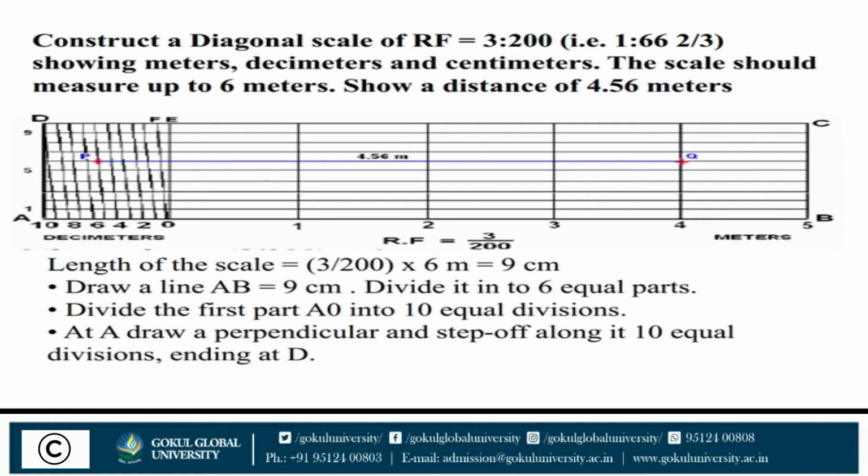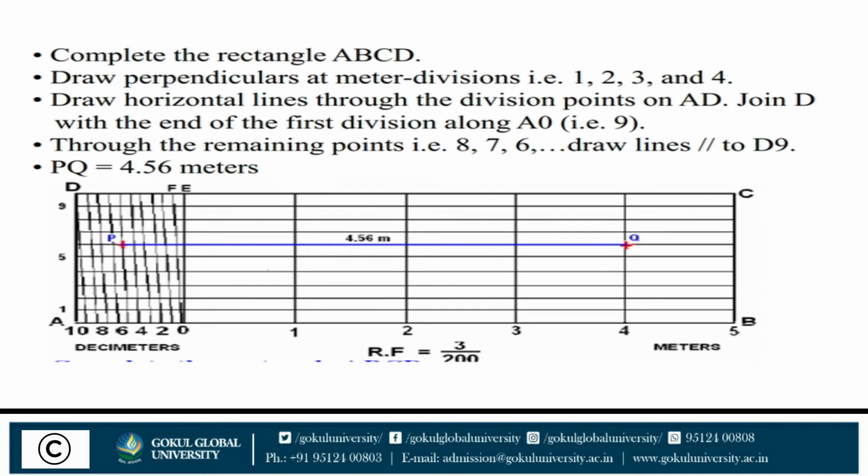Divide it into 6 equal parts. Divide the first part A0 into 10 equal divisions. At A, draw a perpendicular and step off along it 10 equal divisions ending at D. Complete the rectangle ABCD. Draw perpendiculars at meter divisions 1, 2, 3 and 4. Draw horizontal lines through the division points on AD. Join D with the end of the first division along A0.